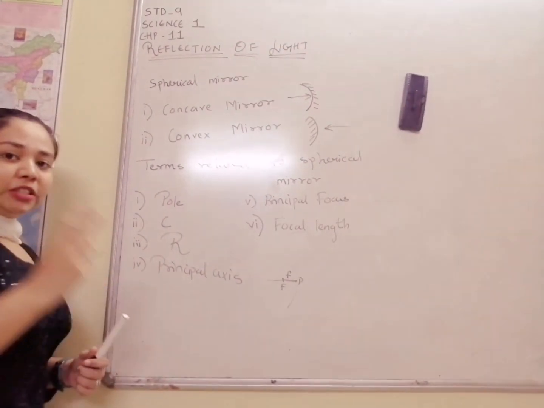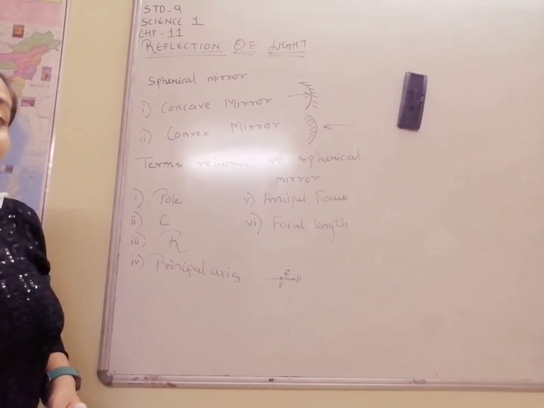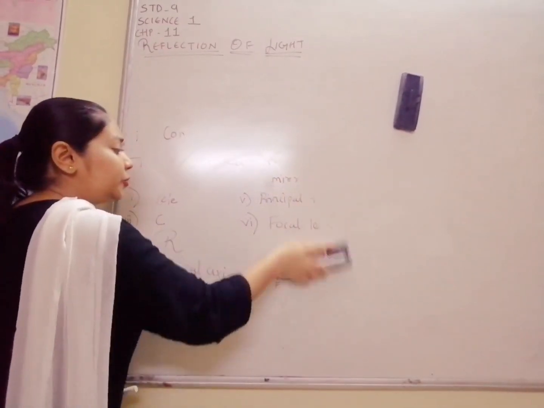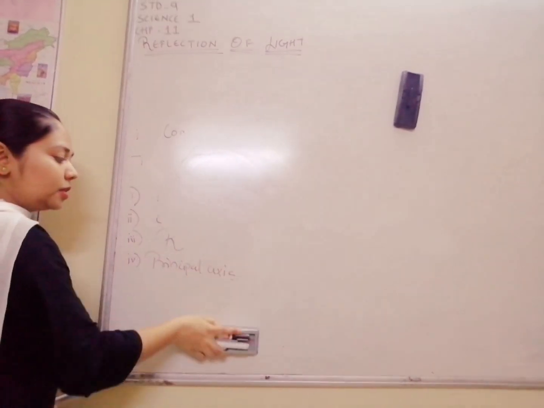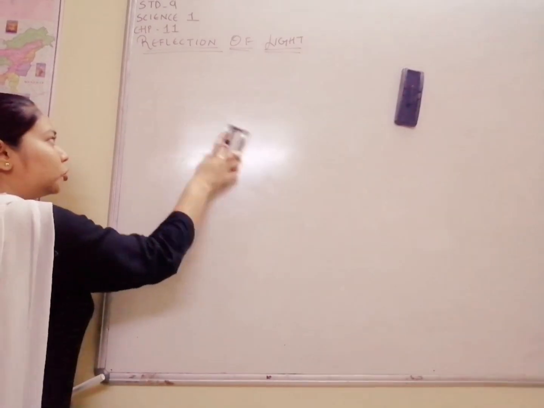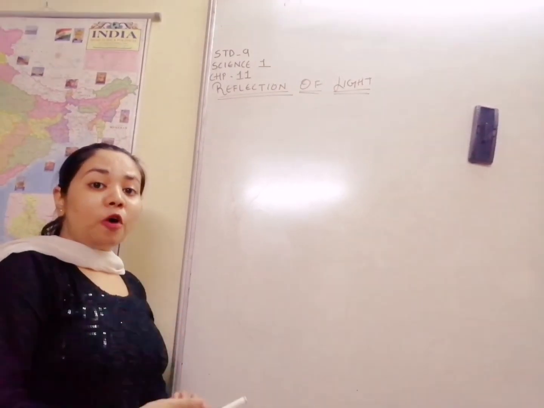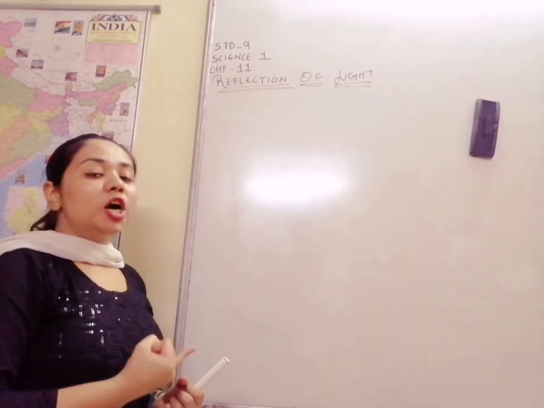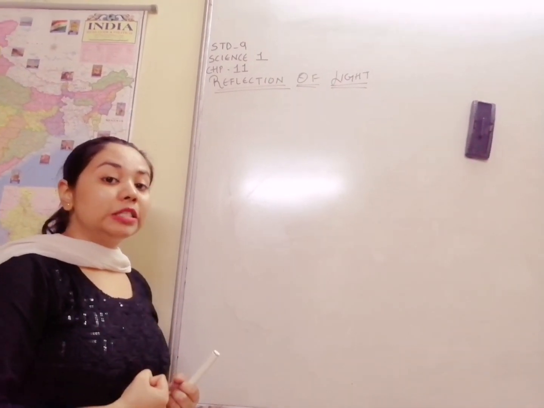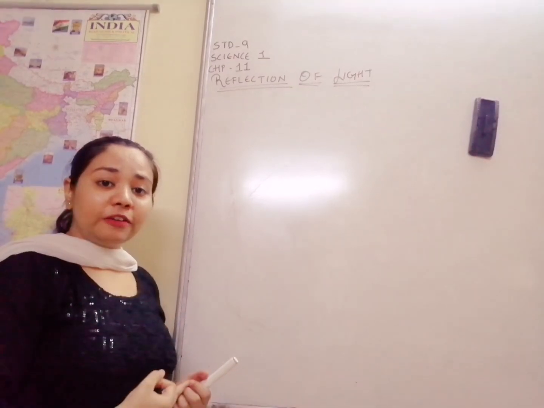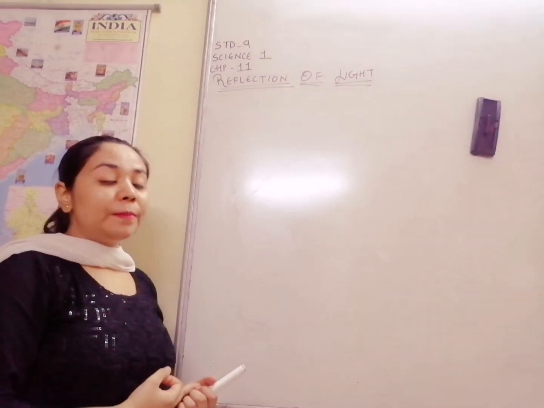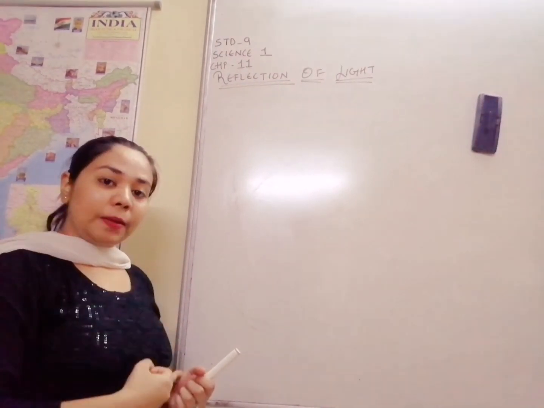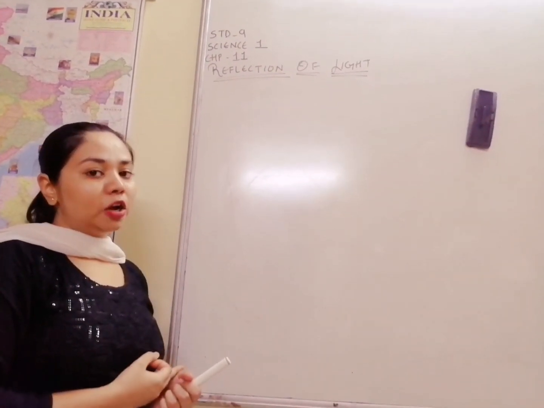Then we studied three rules of drawing a ray diagram. What was that? When incident ray is parallel to the principal axis, reflected ray will pass through the focus. And what was rule 2? It was when incident ray passes through focus, reflected ray will be parallel to the principal axis. And rule 3 says that when incident ray passes through center of curvature, the reflected ray will trace the same path and also it will pass through center of curvature.